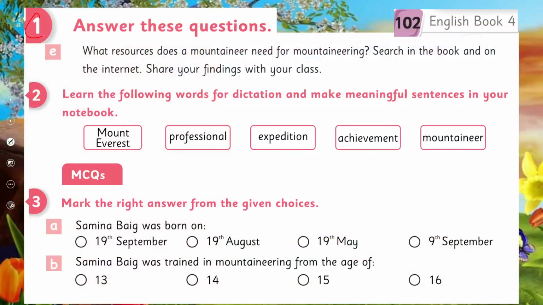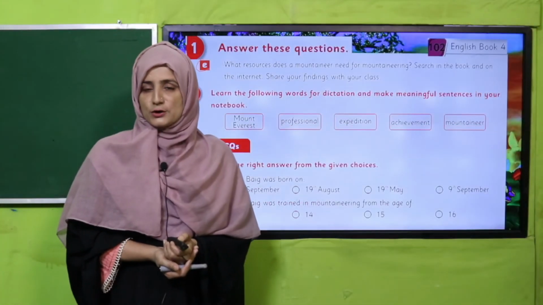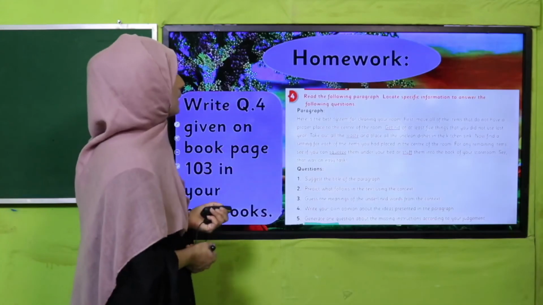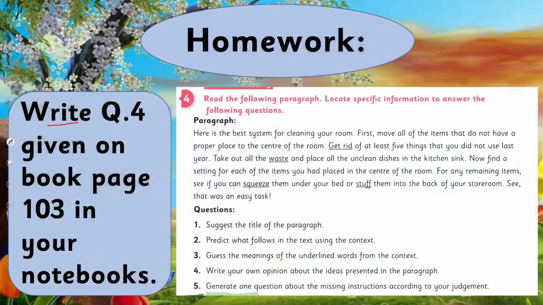There is question number 1, and our remaining questions, question number 2 and question number 3, are there. So pause the video, my dear teachers, and write question number 1 and 2 in your notebooks and question number 3 in your books. I'm waiting for you. Perform this activity in your book and then come back. Excellent job. Good. So today's homework: write question number 4 given on book page number 103 in your notebooks.